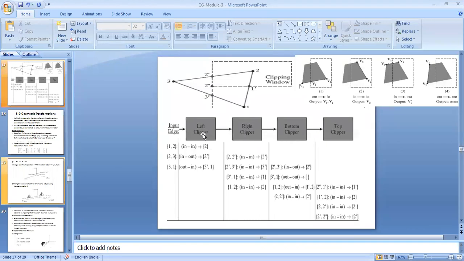So now I have moved through all the clippers, and after the last clipper, the edges that are there are the output for me. Which are the edges? 1' 2, 2 2', 2' 2'', only this much. Only this much is inside the clipping window and all other things are outside the clipping window. This is how I will get it.